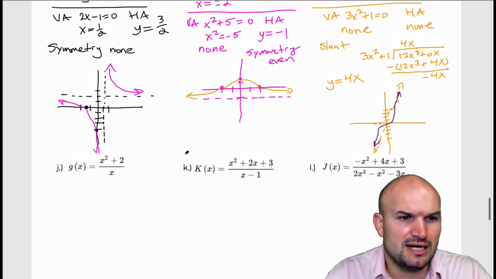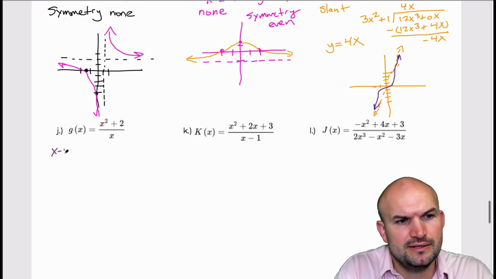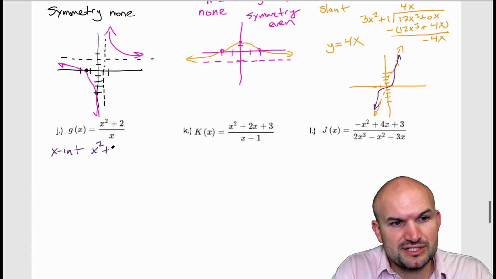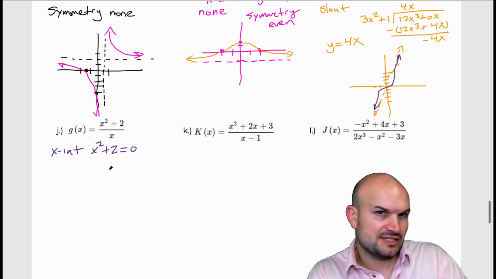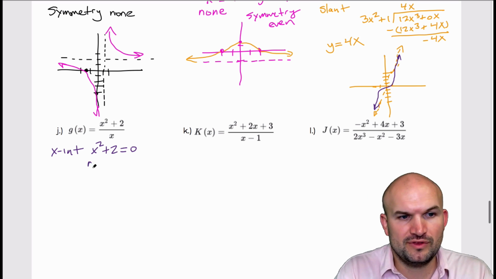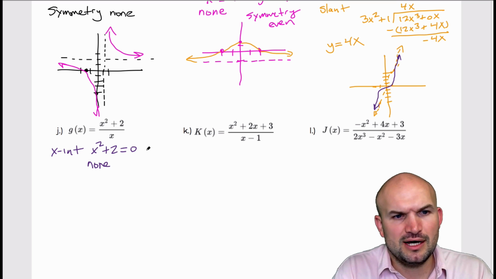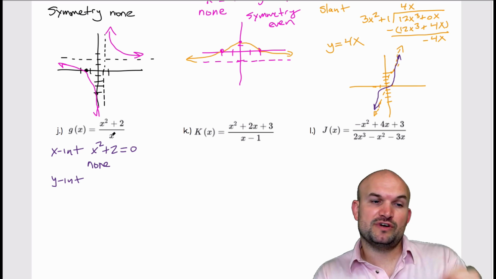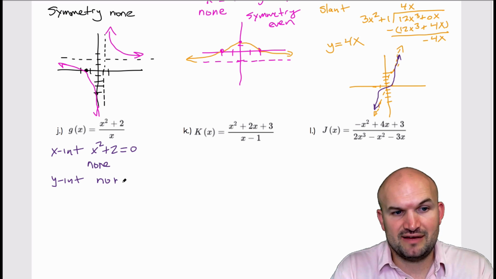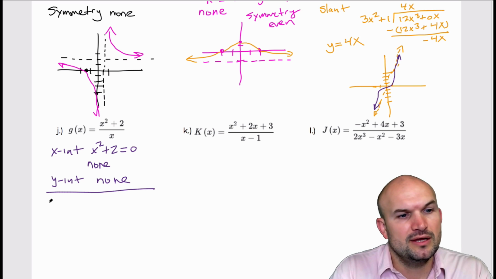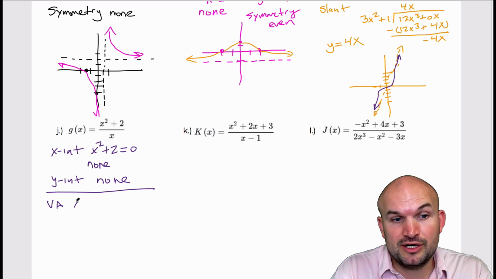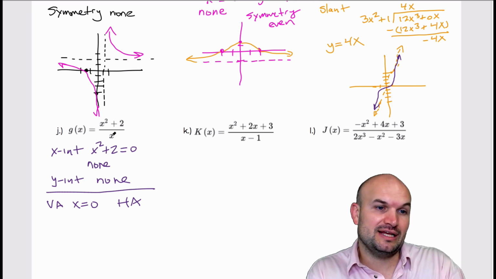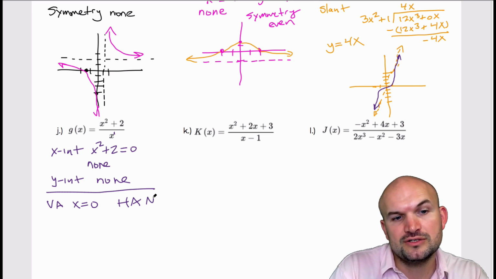So this one, g of x, the x-intercept is going to be when the numerator is equal to 0. So x squared plus 2 is equal to 0. If we try to solve this, we're going to be taking the square root of a negative number, so there are no x-intercepts. For the y-intercept, if you put a 0 in the numerator and denominator, you can't have a 0 in the denominator, so there are none. Vertical asymptotes are values that make the denominator equal to 0, which is 0. For horizontal asymptotes, the degree of the denominator is smaller than the degree of the numerator, so there are none.